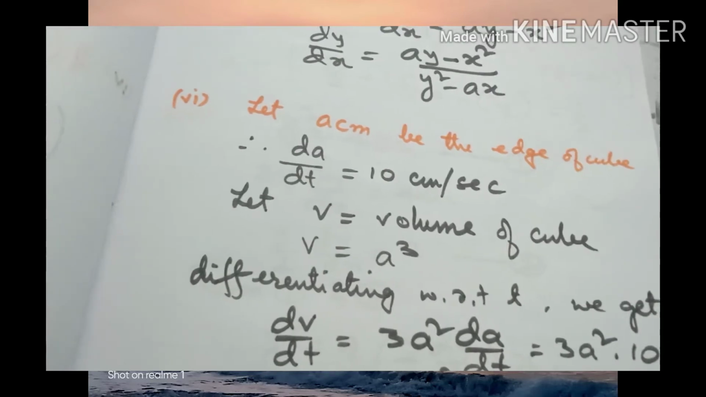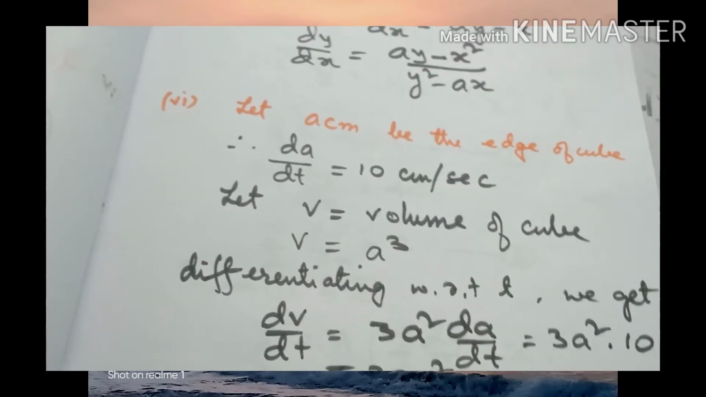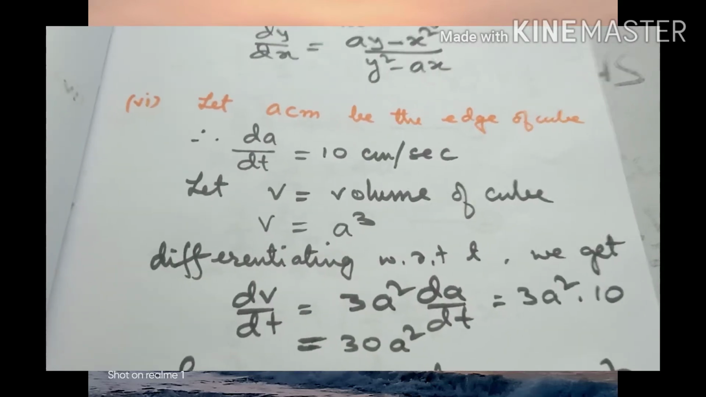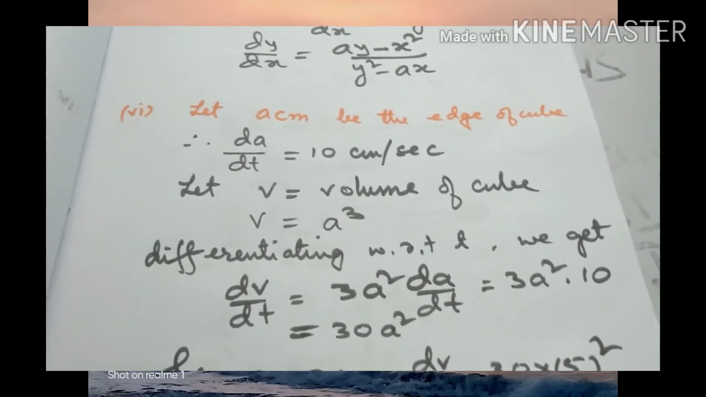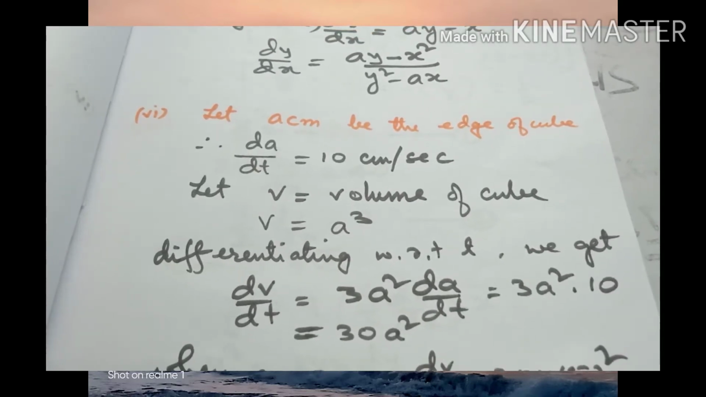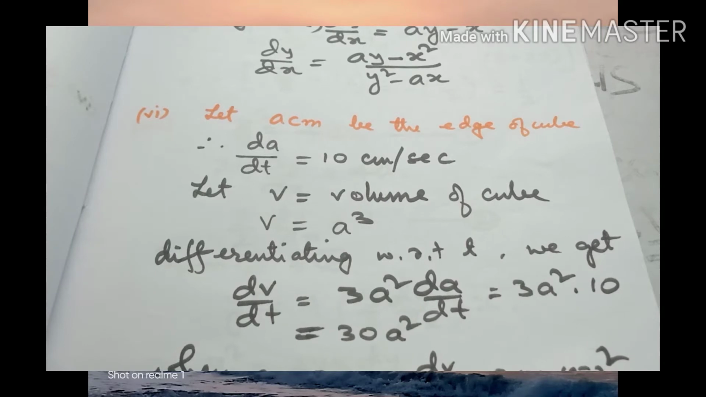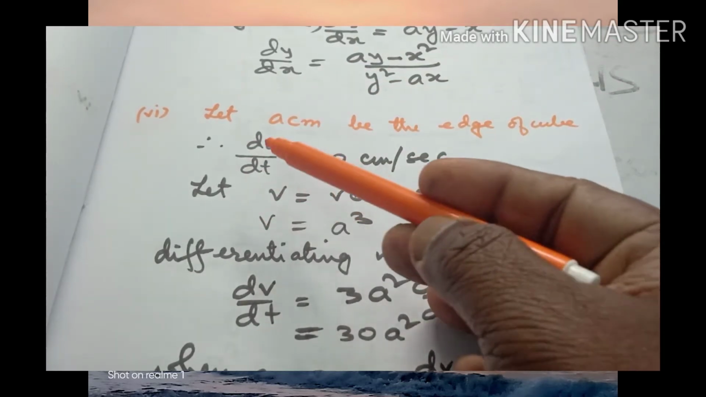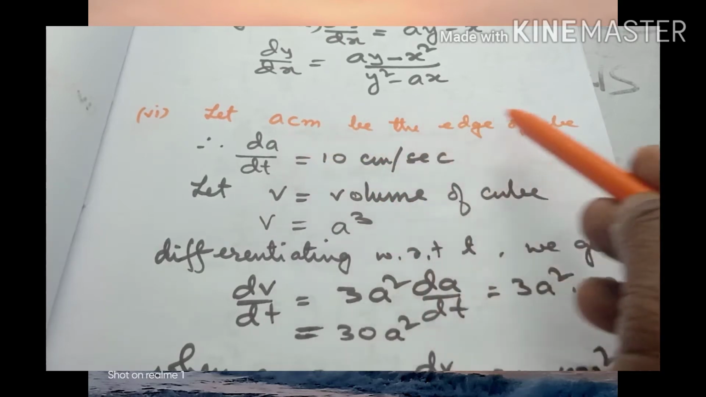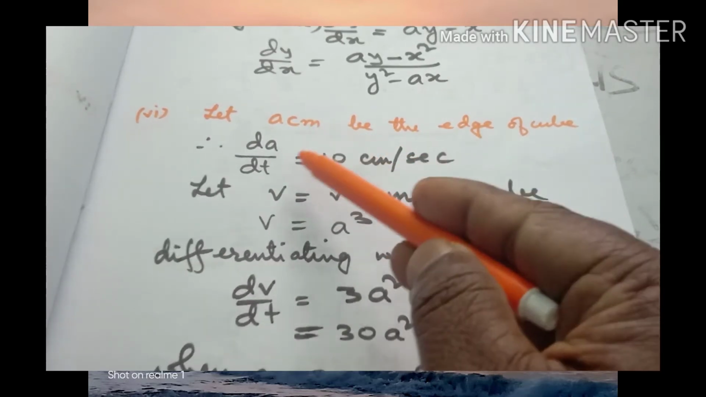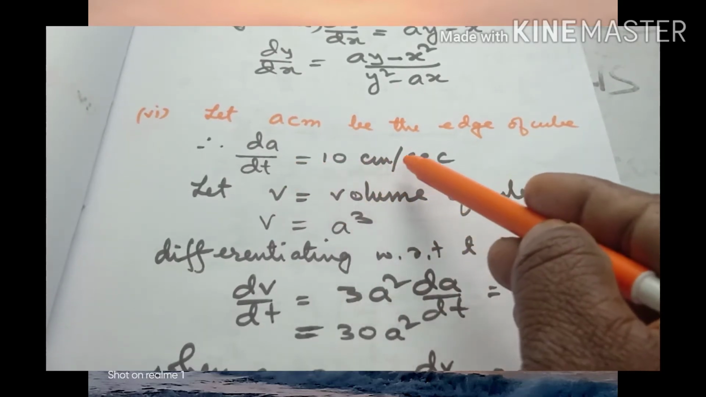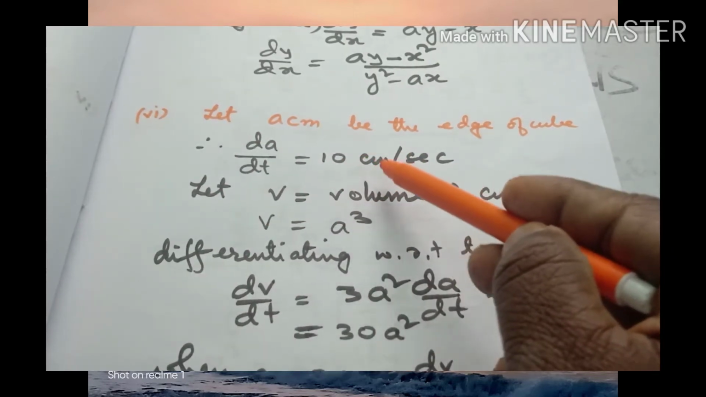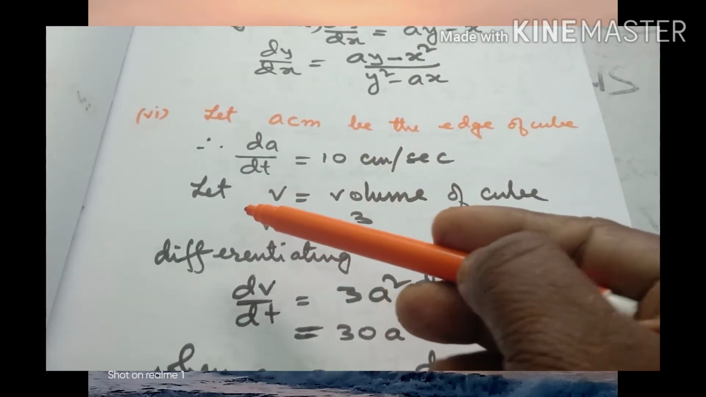Part 6. The edge of a variable cube is increasing at the rate of 10 cm per second. How fast is the volume of the cube increasing when the cube is 5 cm long? So dA by dt, if A is the edge of the cube, A centimeter, then dA by dt is given 10 cm per second. In 1 second, 10 centimeter is increasing.